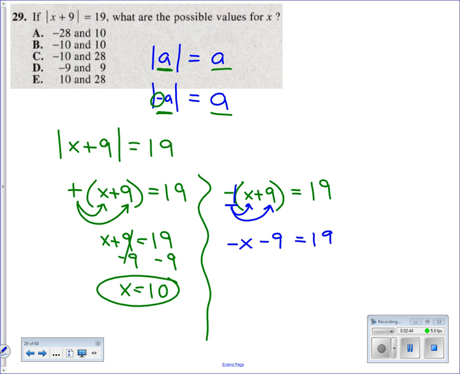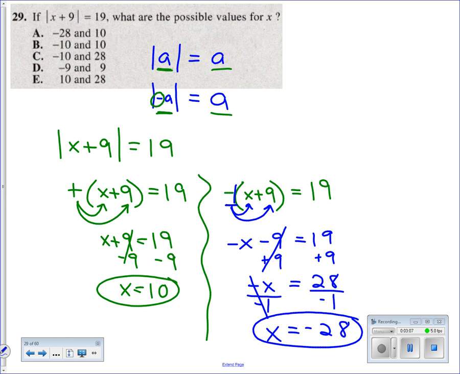Go ahead and add 9 to both sides so that these will cancel out, and I'll have negative x equals 28. Divide both sides, or multiply both sides, by a negative 1 so that my negatives cancel out here. So I'll get x equals negative 28 for a second solution. So it looks like this will correspond with letter A.